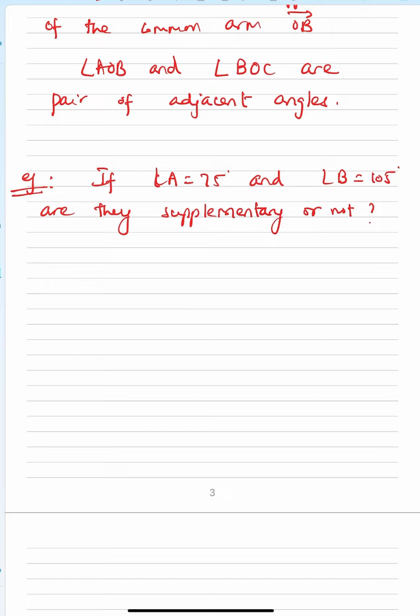What will we do? We'll just add both the angles. Angle A plus angle B, that is 75 plus 105, which will measure up to 180 degrees. So we can say yes, these both angles are supplementary angles and each angle is said to be the supplement of the other angle.